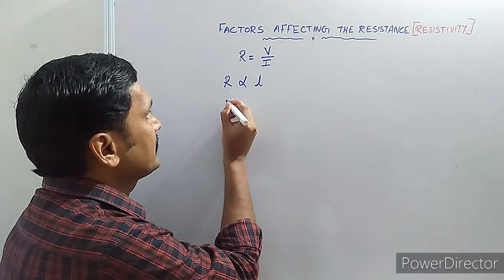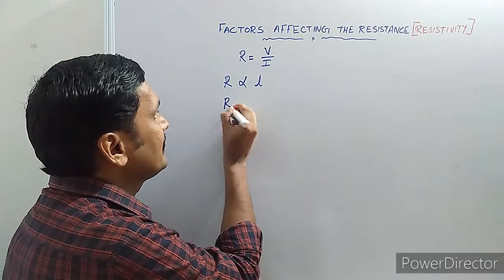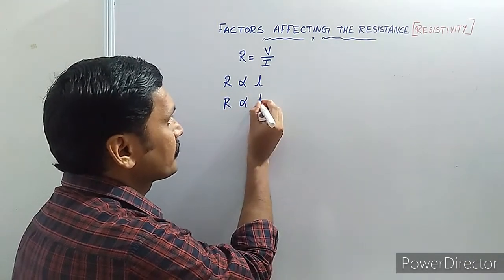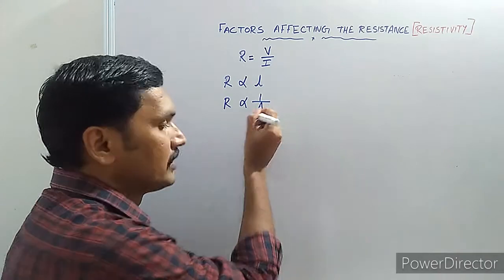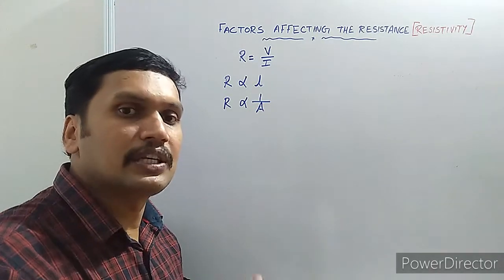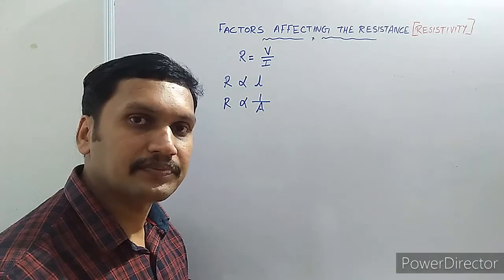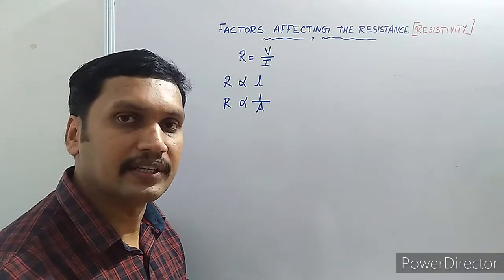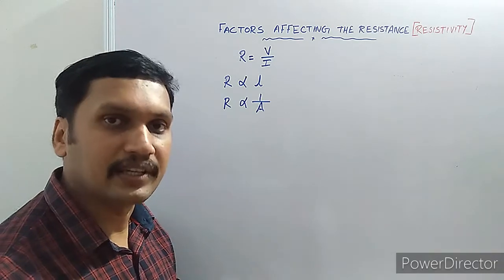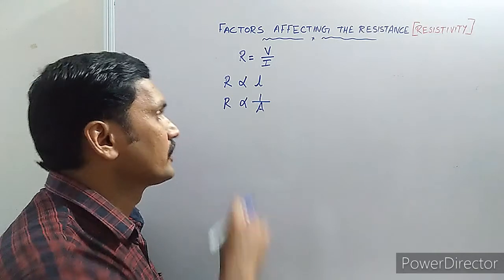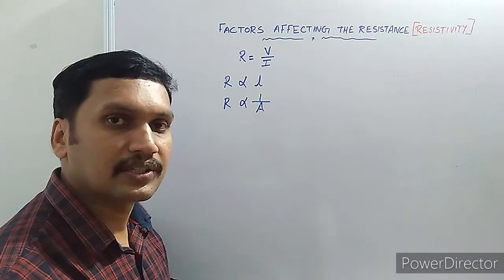The second factor is that resistance is inversely proportional to area of cross section. When area of cross section increases, resistance decreases. R is inversely proportional to area of cross section.